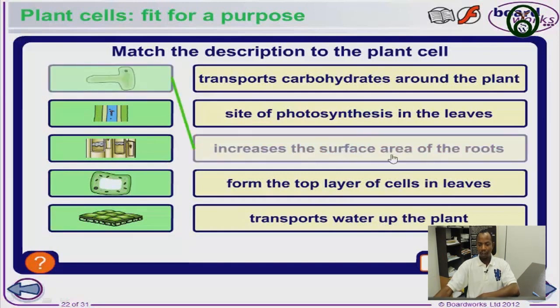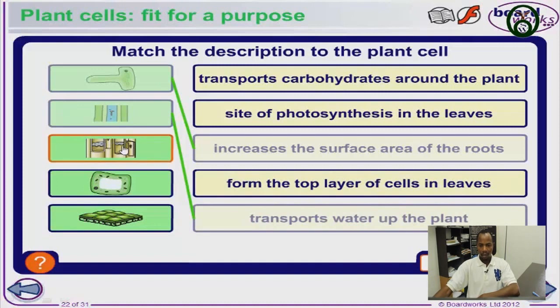Yes, they increase the surface area of the roots. This is the root hair cells. Now let's take a look at the second one. What's the function of this other one? They transport carbohydrate around the body. No. They form the top of cells, transport water up the plant. Yes, they transport water because they are xylem cells.